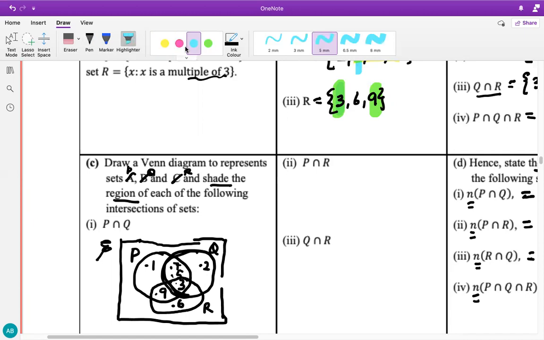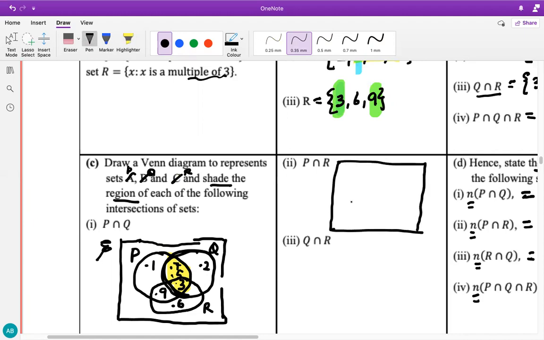So I use a highlighter. So P intersect Q is this yellow region, right? Okay, and then P intersect R, so we need to draw another one. So it's quite tedious. Okay, so just draw like this. This is P, this is Q, and this is R.